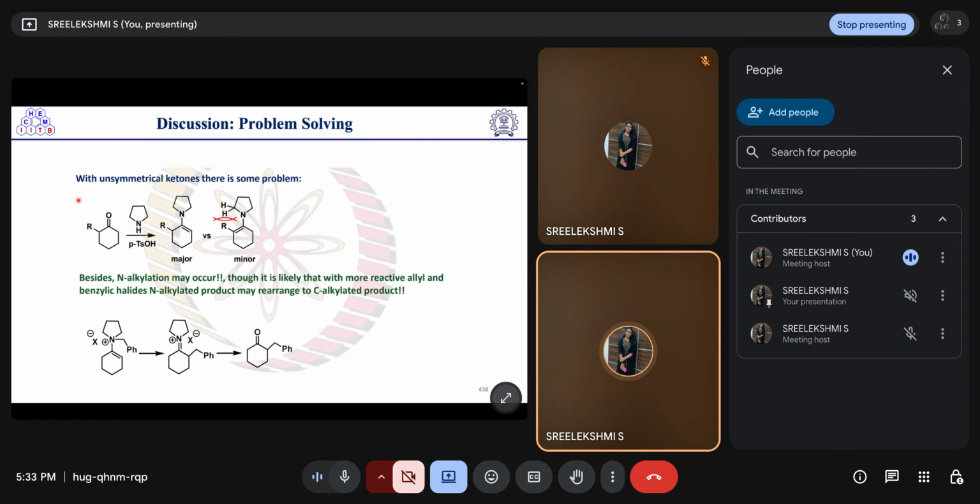Now, with unsymmetrical ketones, there is some problem. That is, if we use this particular ketone, it can form either this or this one, where this will be the major one. And besides that, N alkylation is also possible. Although it is more likely that with more reactive allyl and benzylic halide, the N alkylated product may rearrange to the C alkylated product. So if we see here, firstly, this N alkylation is happening. Then, while this iminium ion is forming, this is getting attacked over this position, and then we are getting the C alkylated product, but it is going through this N alkylated product.